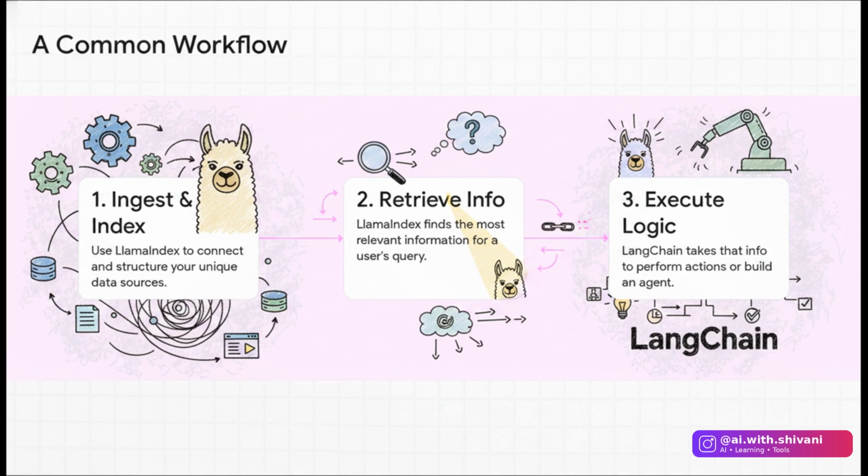Step 1, you use LlamaIndex to pull in and organize all your unique data. Step 2, a user asks a question and LlamaIndex zips through everything to find the single most relevant piece of info. And then Step 3, that golden nugget of information gets handed off to LangChain, which then builds out the logic and performs an action. See? LlamaIndex finds the what, LangChain handles the how.